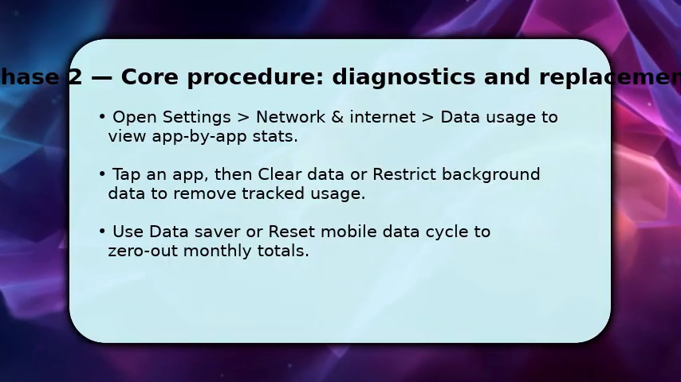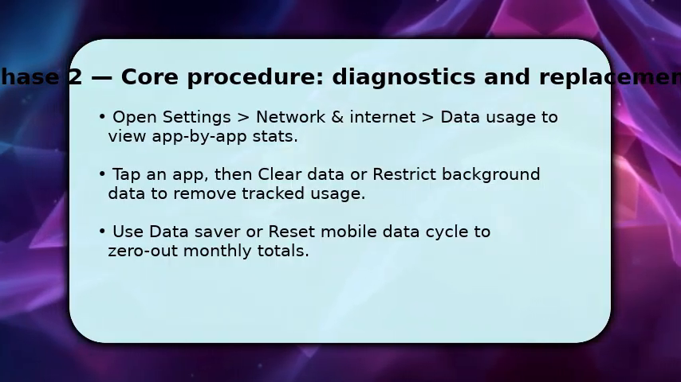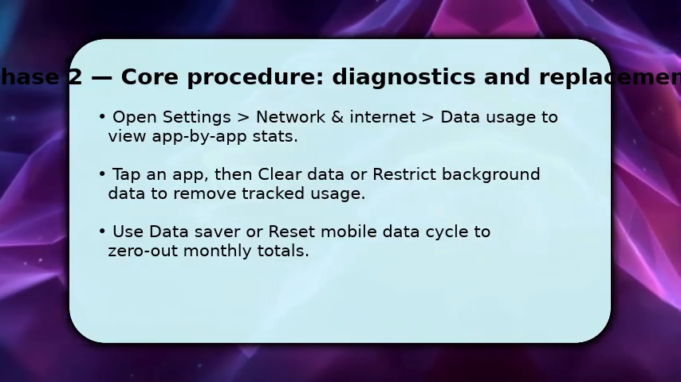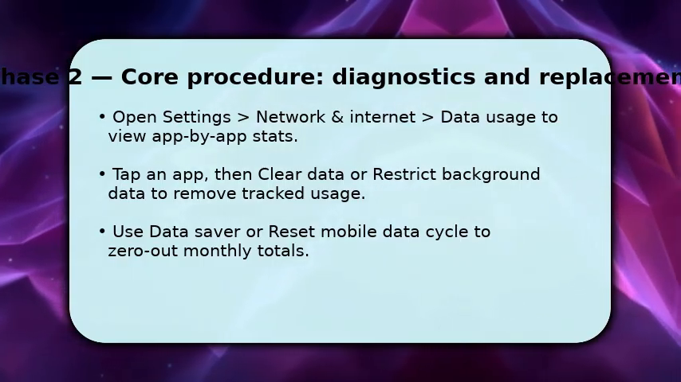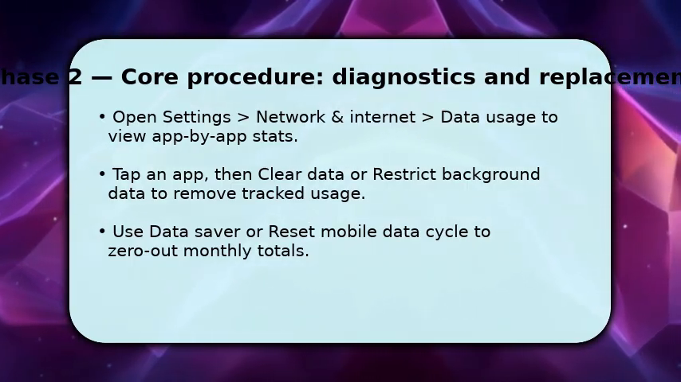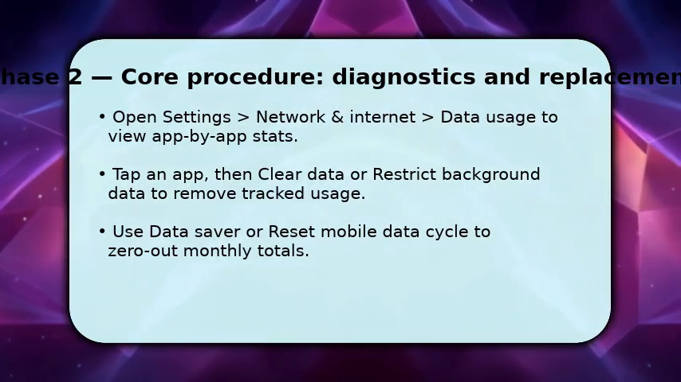Make sure to reset the mobile data cycle. This zeros monthly totals and prevents old stats from reappearing. Also toggle data saver briefly. Sometimes turning it on then off forces the system to recalculate stats. Remember why: clearing per app usage stops incorrect billing.